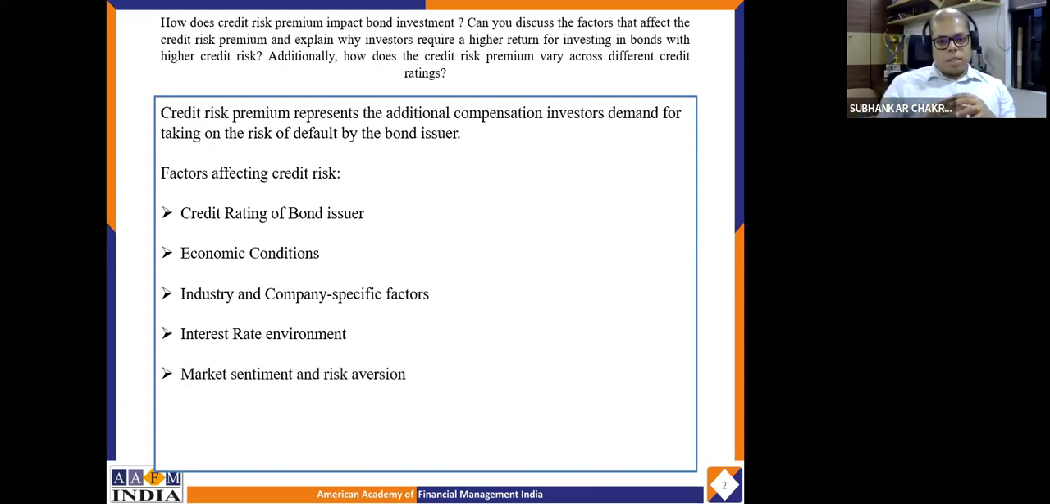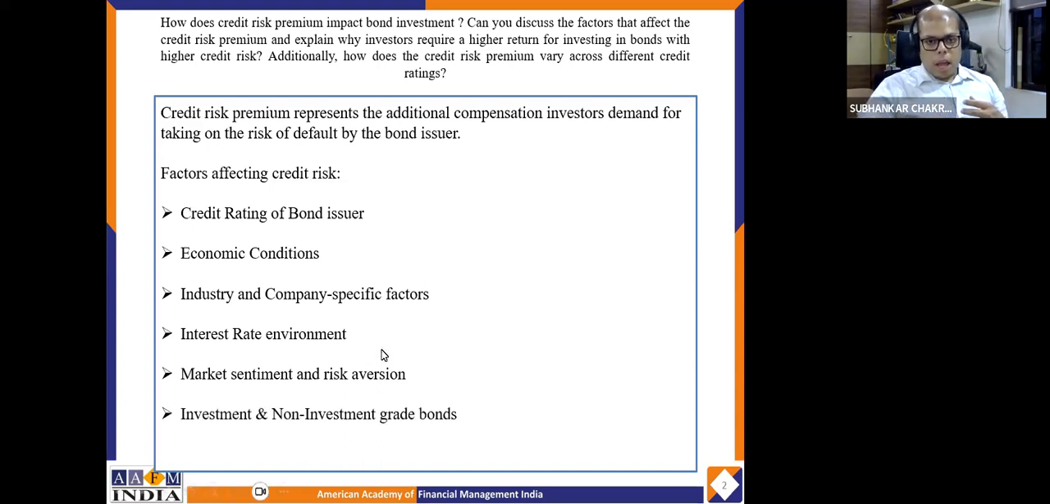Then market sentiment and risk aversion, which is always there. Even in case of equity, we have seen that market sentiment drives the premium. Even in case of credit risk, we see the same thing in bond investment. Market sentiment is the driver. If market sentiment is not good, there is a very high chance that people will demand higher premium, because if the future is not looking bright, you would want higher compensation for the risk that you are taking.